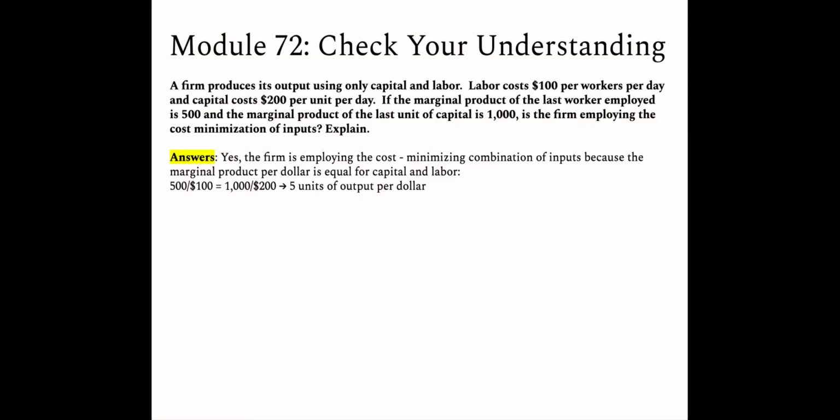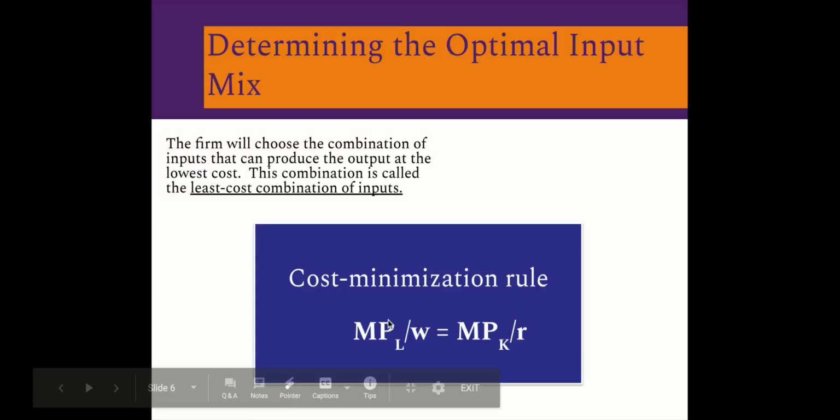So in this situation, the labor is 500 marginal product. So the last unit of labor gives us 500. The cost per labor is 100. So 500 divided by 100 is 5. Now so here's our labor part of the equation.